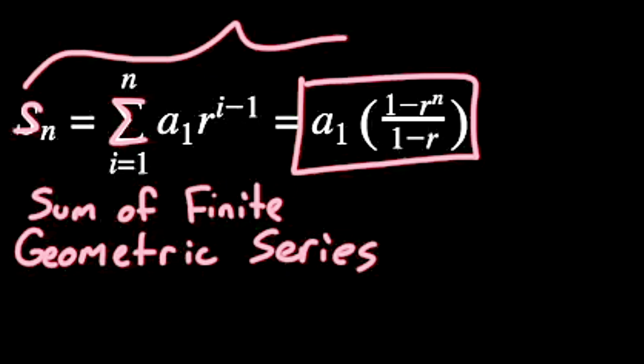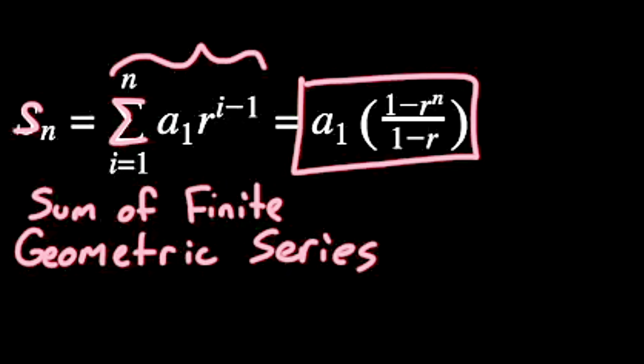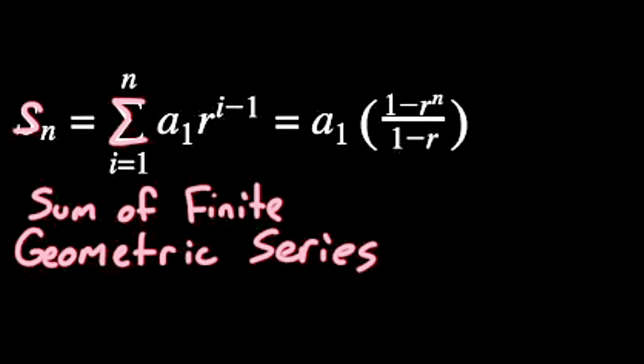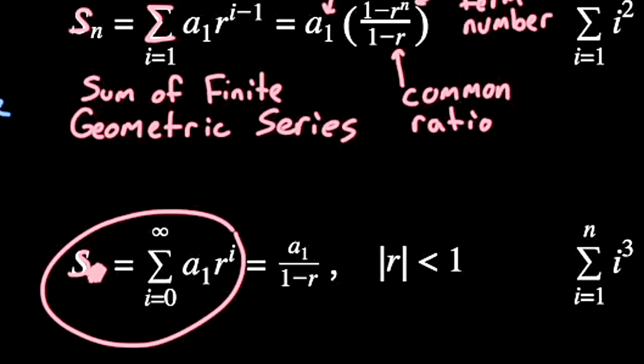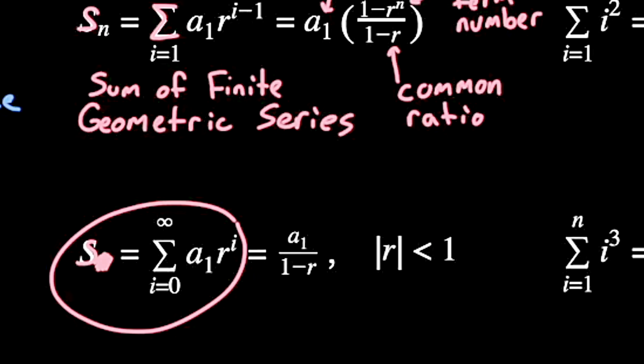So this is a big long string of stuff here, but they write it this way to show you that S is for sum. We're adding up a geometric series, and this is what you actually do. So to use this formula, you just need to know the first term, the common ratio, and then the final term number. And if you need to know the final term number, remember you can get that from the upper limit on the sigma.